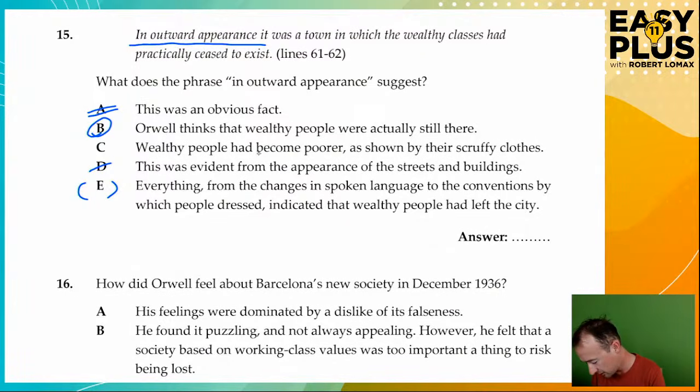They hadn't become poorer. They were wearing scruffy clothes to hide the fact that they were rich and pass themselves off as members of the working class so that they wouldn't be persecuted or have their money taken away. Okay? And that's how we end up zooming in on option B. In outward appearance, the wealthy classes had practically ceased to exist, but after a while, Orwell worked out that they were still there, but lying low and pretending to be something else.